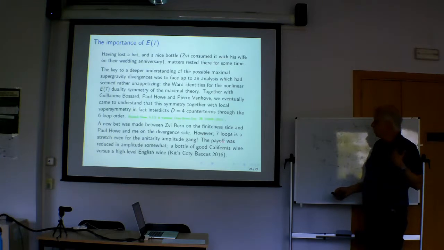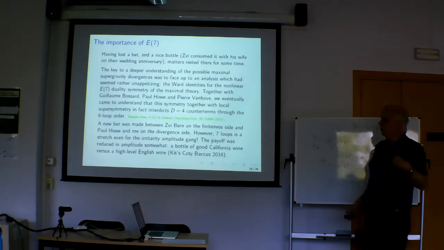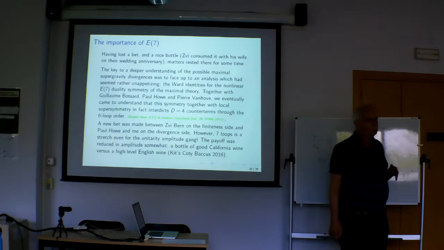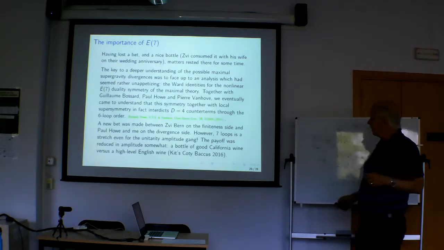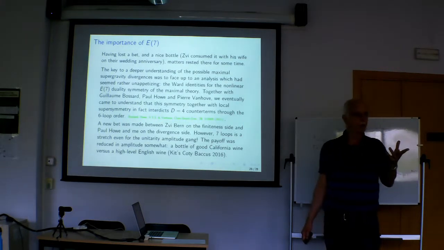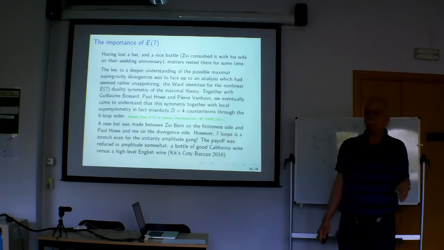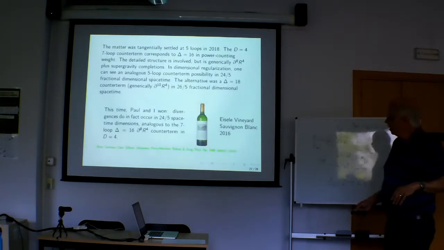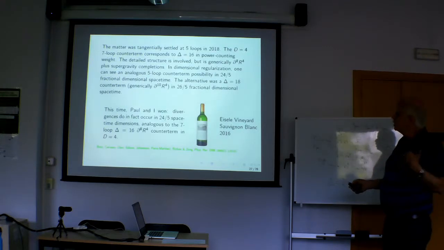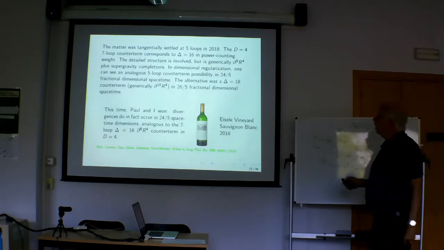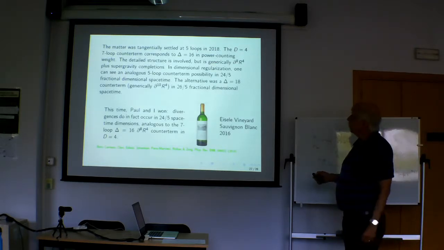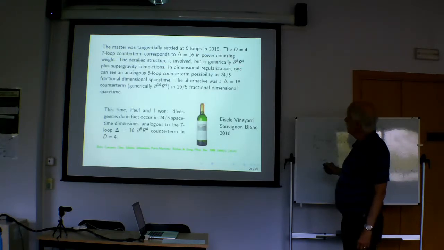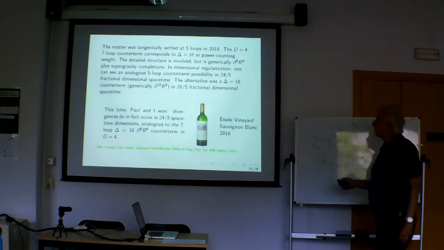And the payoff of the next bet was reduced in amplitude to an English wine versus a good California wine. I'll tell you about the bottle, which was smuggled through US customs. And it was tangentially settled, let's say that, at 5 loops in 2018. This 7-loop counterterm corresponds to delta equals 16 in power counting. Generically, D to the 8 R to the 4th. You can see 8 plus 8, plus the supergravity completions.